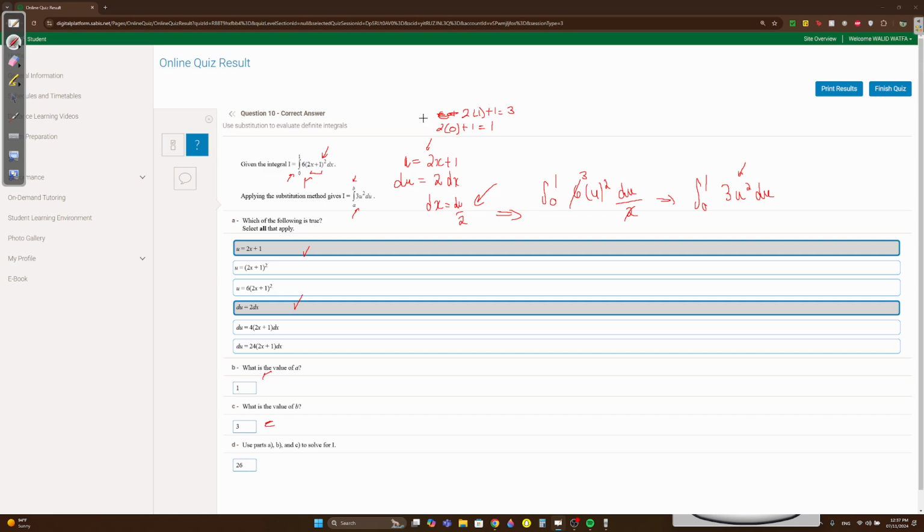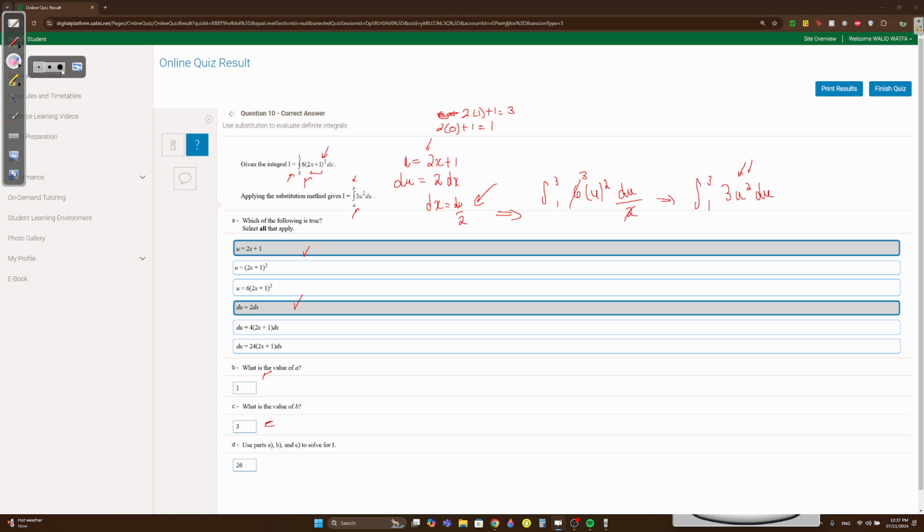So instead of 1, I put 3. Instead of 0, I put 1. So actually, my boundaries here are going to be 1 and 3. So always remember that if you're using definite integrals, you can actually, and I'll show you, you don't even have to convert. Let's integrate it now.